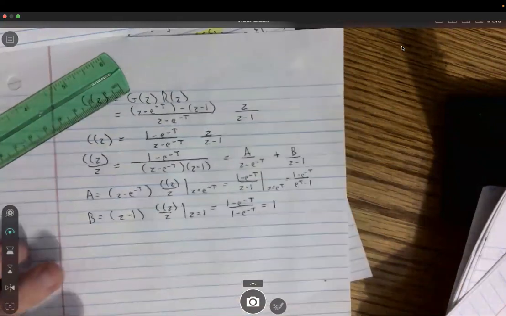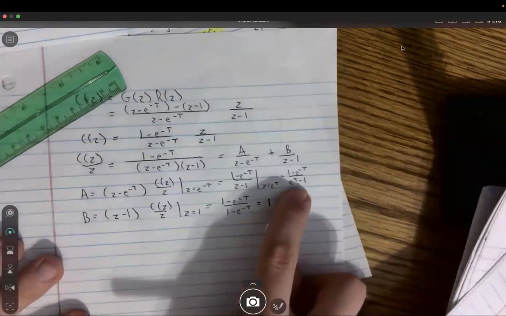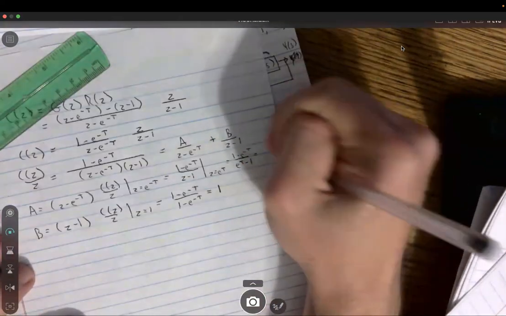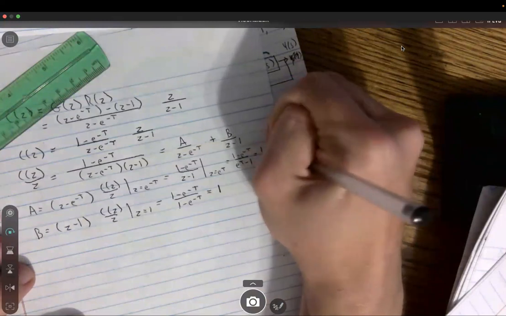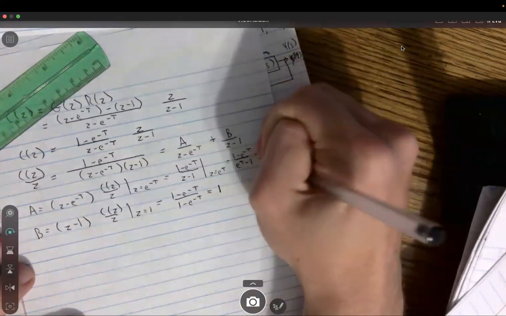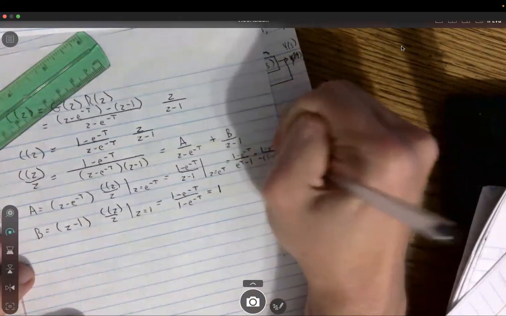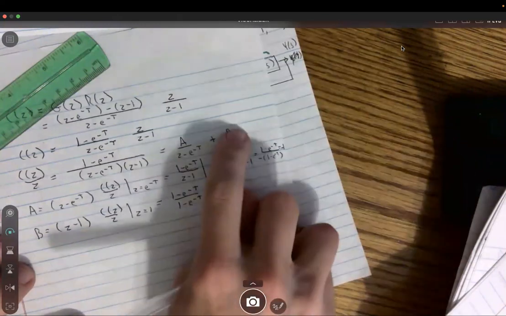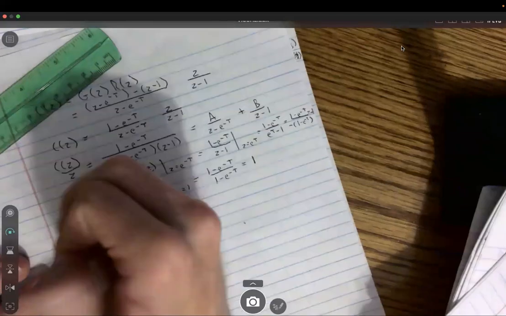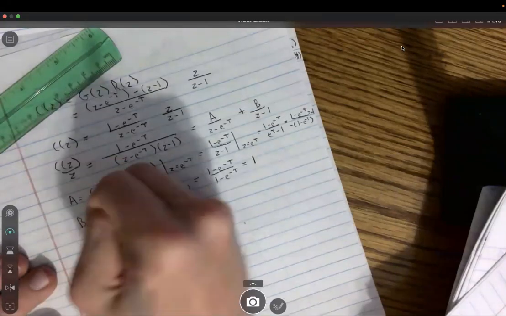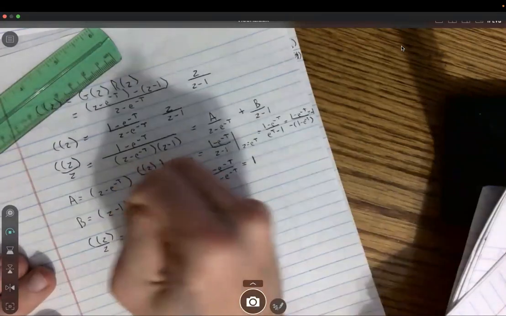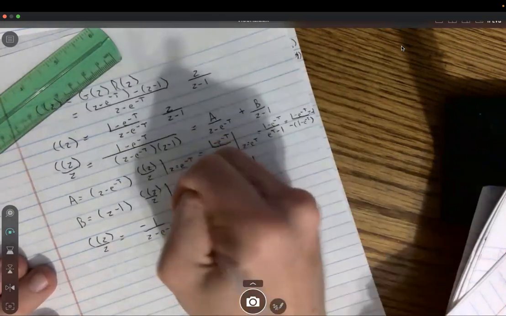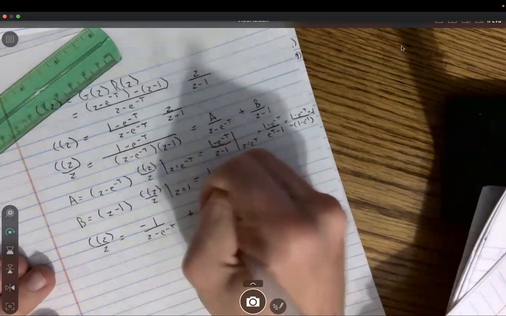Here, what we're going to notice is, if I multiply by -1 in my denominator, say I pull out a negative from 1 minus e negative t, I get e negative t minus 1. So I get a -1 here. So for my A, I got -1. For my B, I got +1. So my C of Z all over Z is equal to -1 over Z minus e negative t, and then for B, +1 all over Z minus 1.